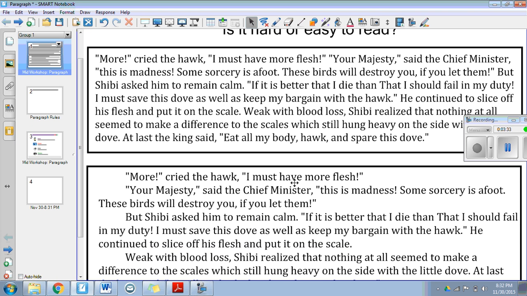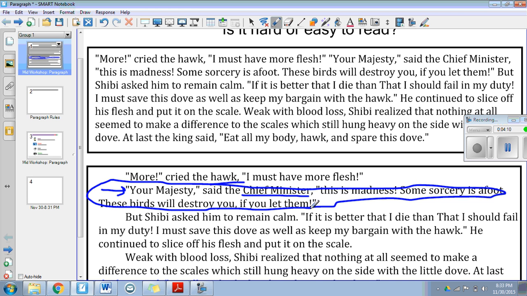"More," cried the hawk, "I must have more flesh." "Your Majesty," said the chief. Now I recognize here that we have 2 different people talking. First, the hawk is talking, then the minister. So there, because we have a new person talking, we must have a new paragraph. Notice that I've indented my paragraph. And also the things that the minister is saying stay within that paragraph.